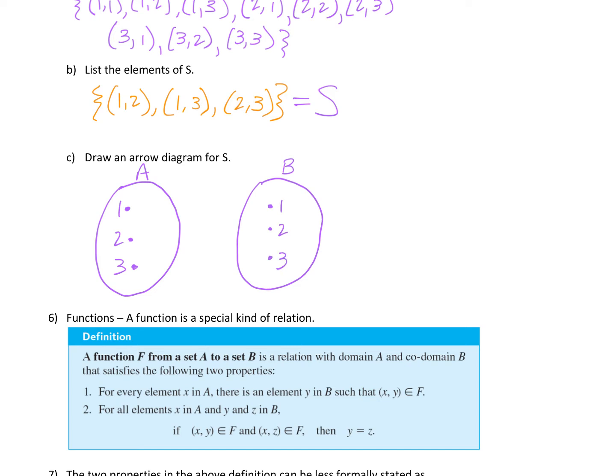Okay, and then S is how we connect these. S goes from A to B, and I will connect x coordinates with their corresponding y coordinates from the set S. So 1 goes to 2 and 1 goes to 3. So I'm going to draw a line from 1 to 2 and from 1 to 3, and then from 2 to 3 for the third point.